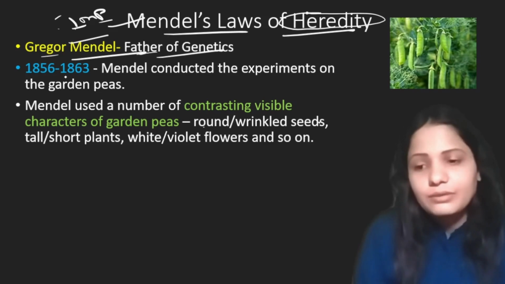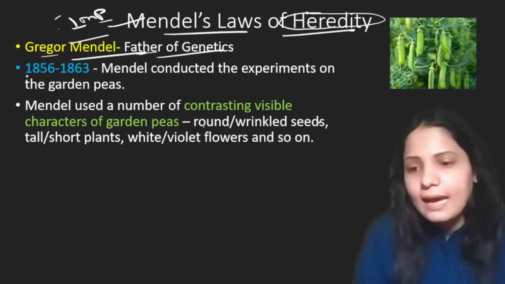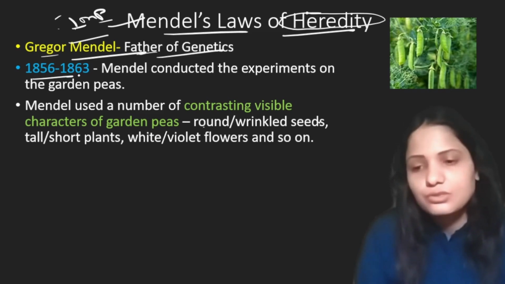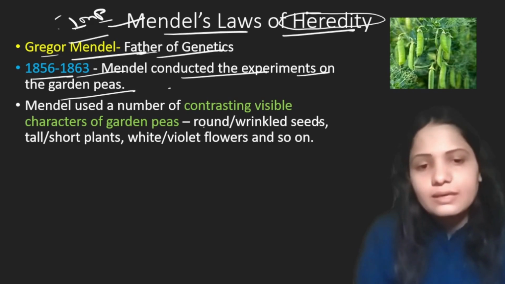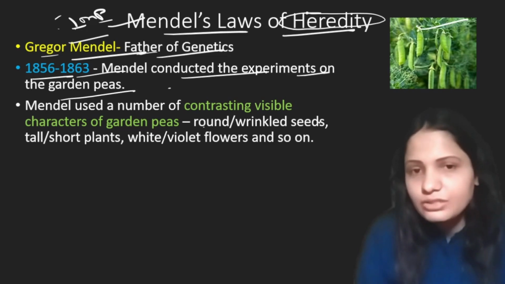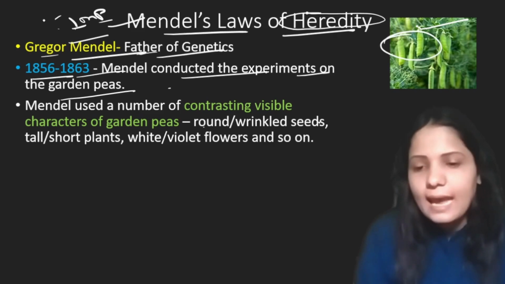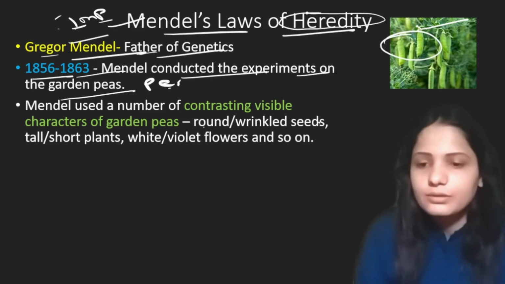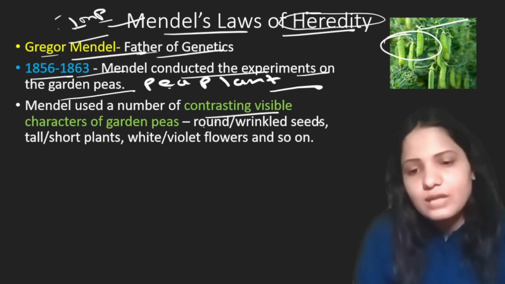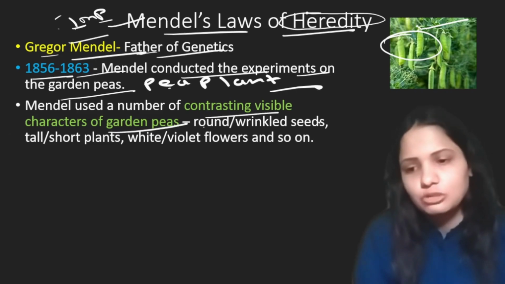Now, about his work, Mendel performed certain experiments on genetics from 1856 to 1863, and he conducted the experiments on garden peas. So this is the diagram of garden peas. Okay, these are peas, and he performed experiments on these pea plants. Now Mendel used a number of contrasting visible characters of garden peas for his experimentation.